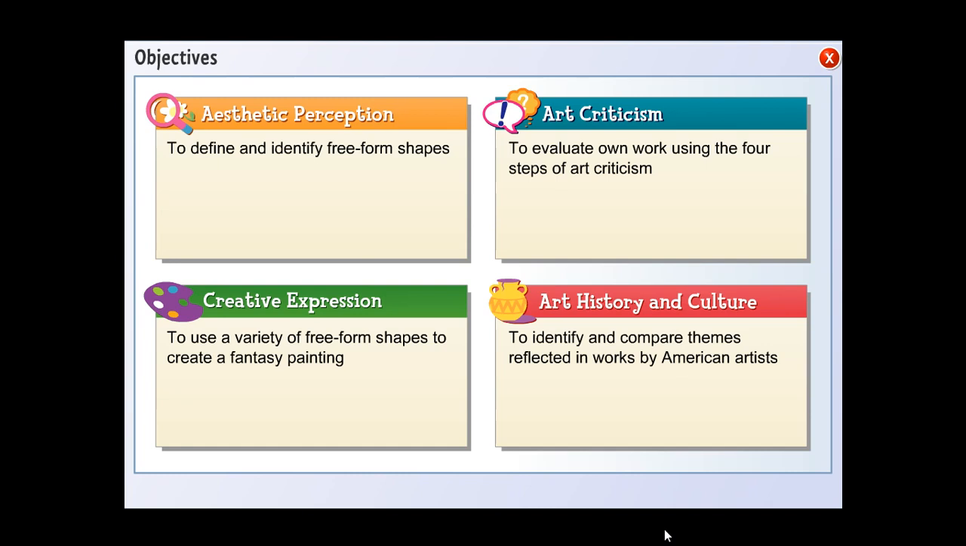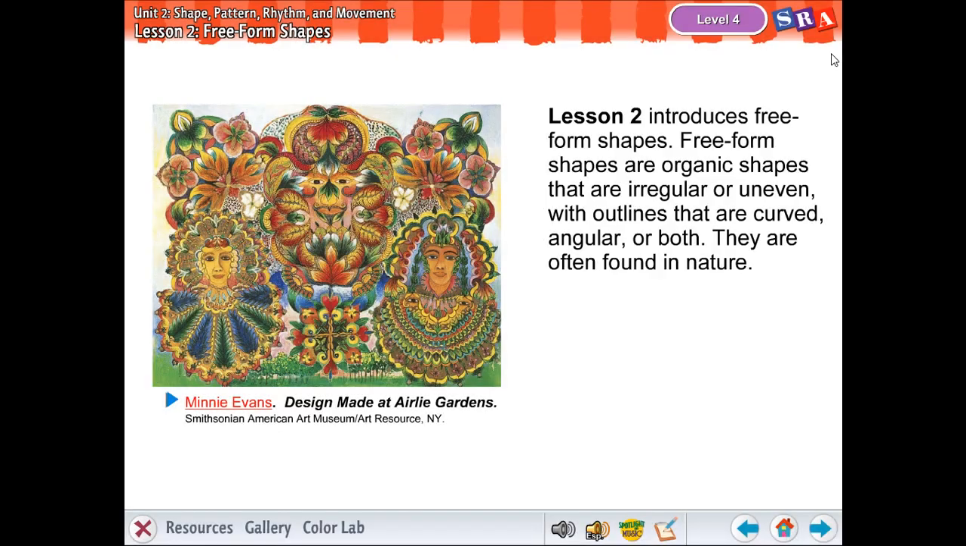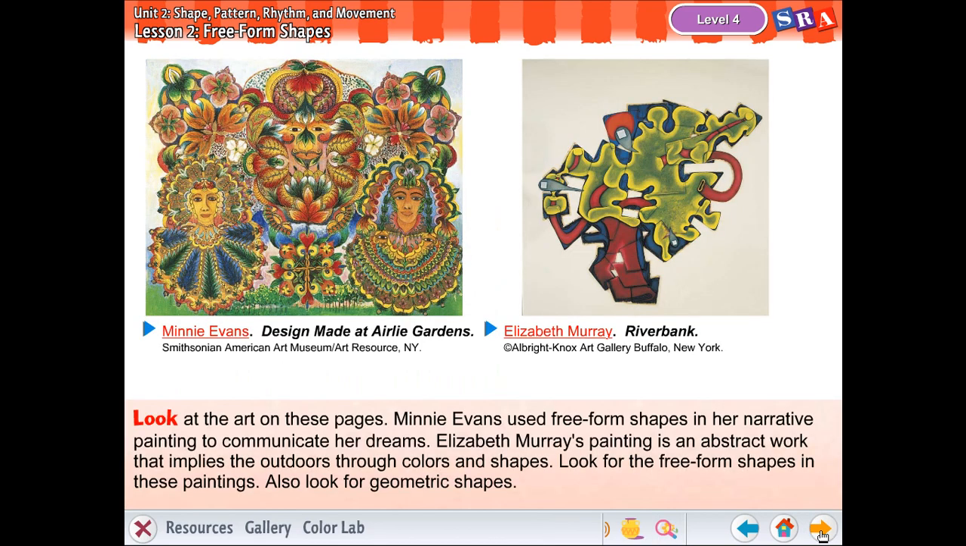And also at the end of that, you should be able to evaluate your own work using 4 steps of art criticism. And you're going to learn art and history and culture, and you're going to identify and compare themes reflected in some works by American artists, okay? So just things that we're going to be doing real quick in 20 minutes.